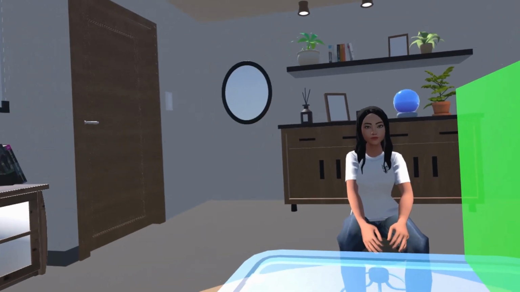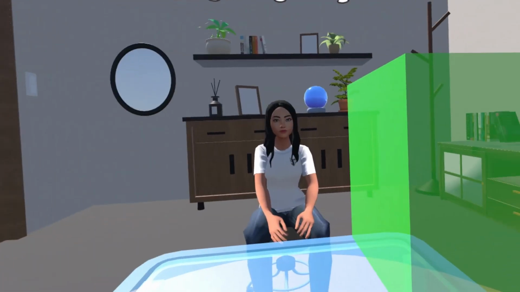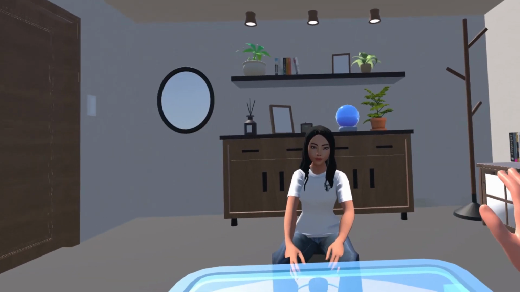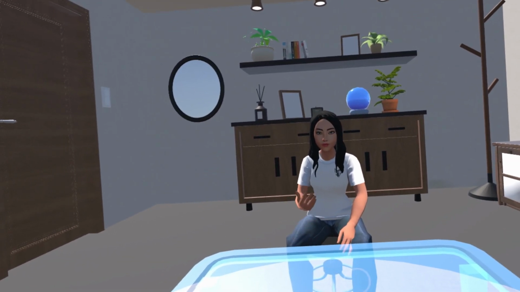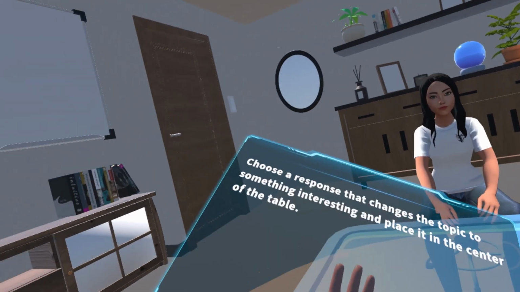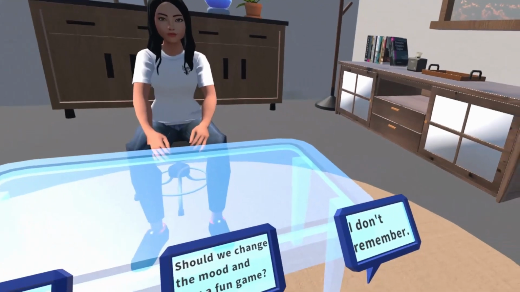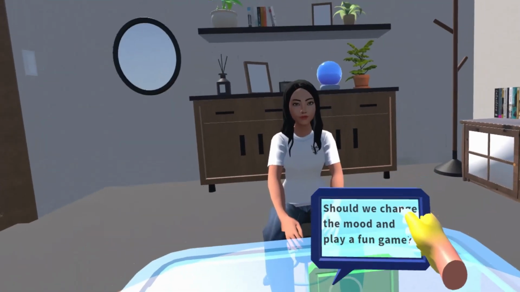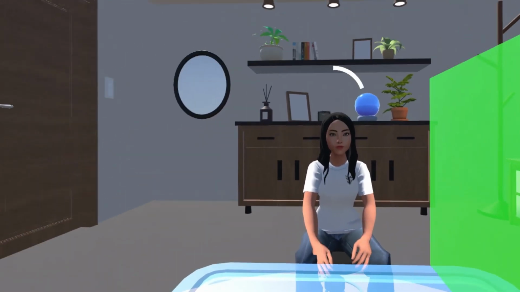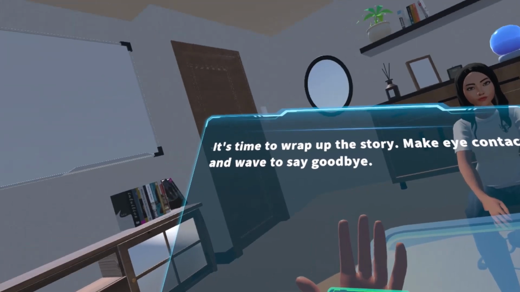Raise your hand to show that you want to start a new conversation. What's the fun story? Choose a response that changes the topic to something interesting and place it in the center of the table. Should we change the mood and play a fun game? It's time to wrap up the story. Make eye contact and wave to say goodbye.